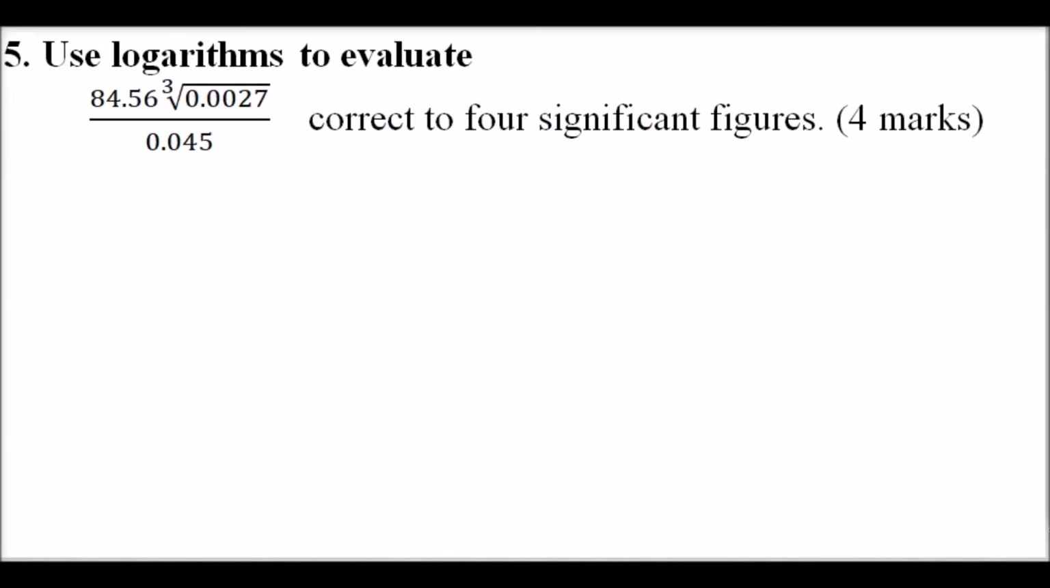Question number 5, we are told use logarithm to evaluate 84.56 times the square root of the cube root of 0.027, all this divided by 0.045, correct to 4 significant figures.